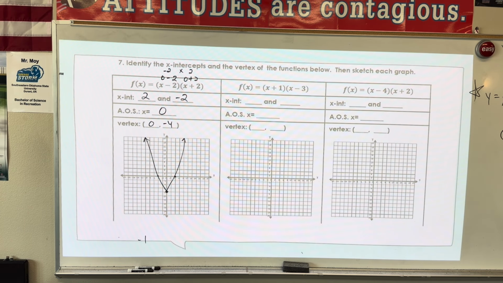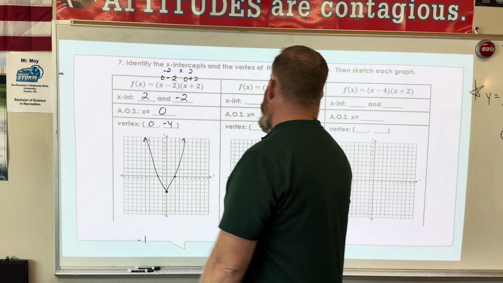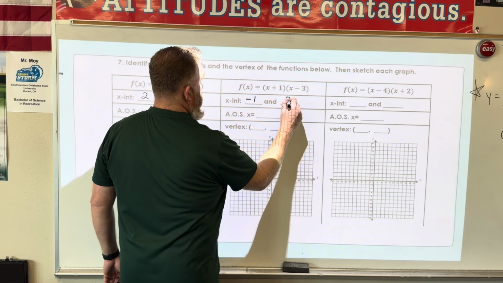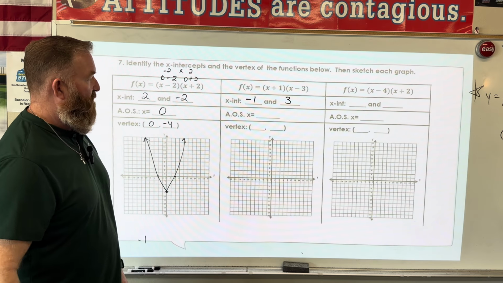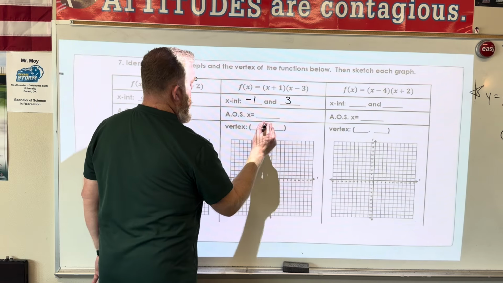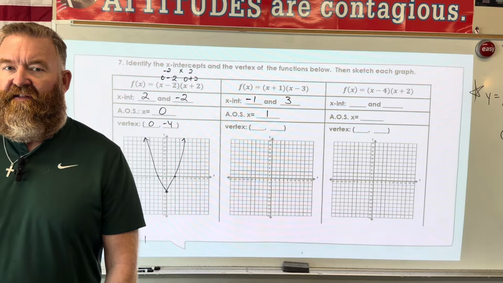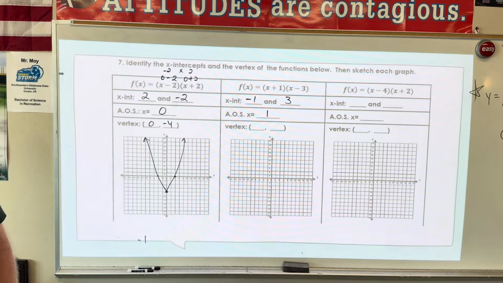Here in a second, I'm going to give you one more hint. All right, try the second one. Ready, go. X-intercepts, go. Negative 1 and positive 3. Okay, so what's my axis of symmetry going to be? Positive 1. It's going to be positive 1. That's going to be my halfway point, correct?